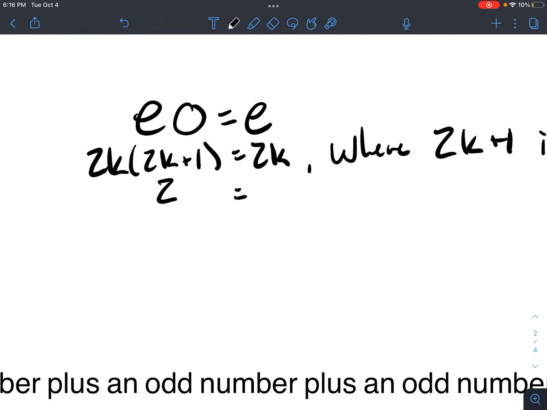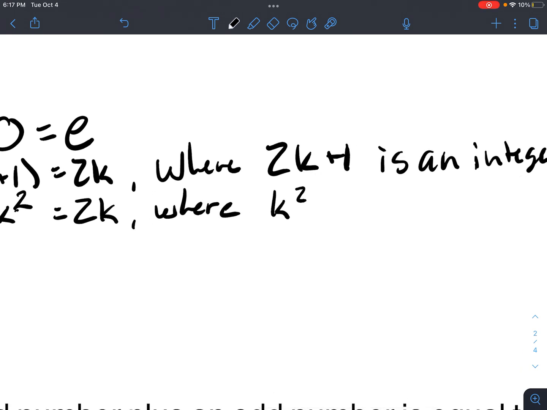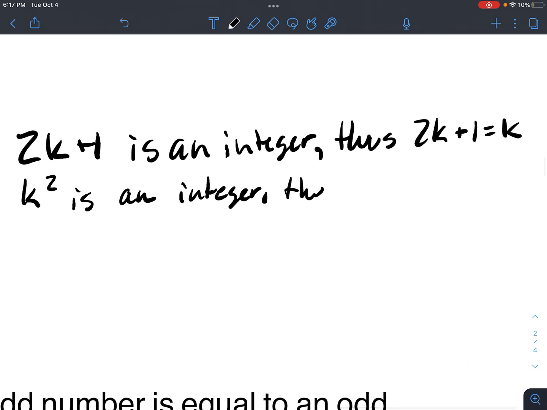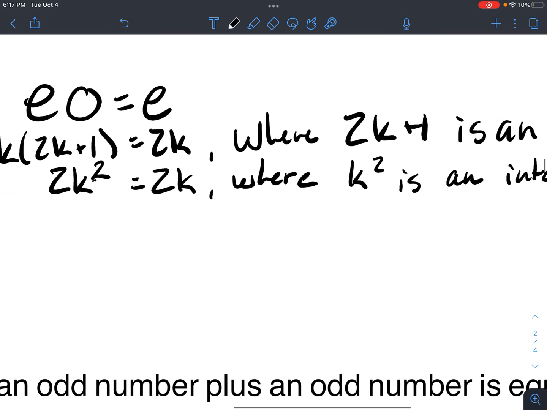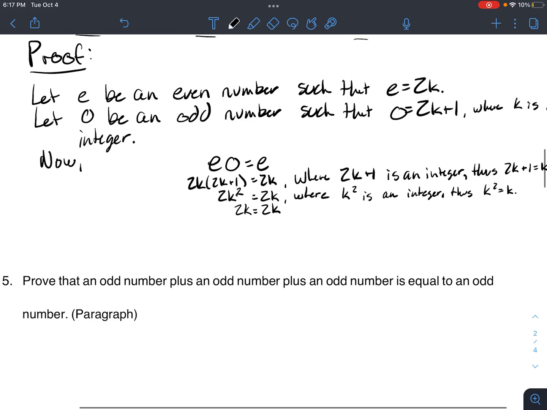So now we're going to have 2k times k, or actually let's just write this as 2k squared, where k squared is an integer, thus k squared is equal to k. So now we have 2k is equal to 2k. So this is a super quick way to do it.